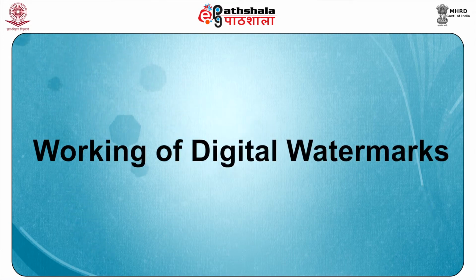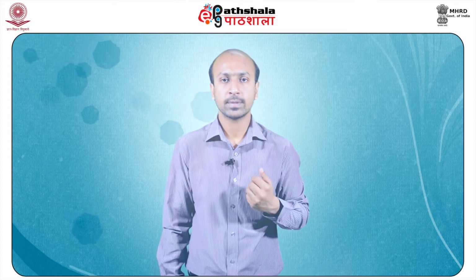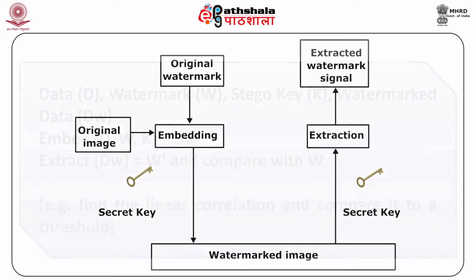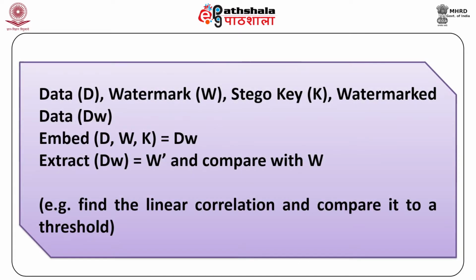Working of digital watermarks. Digital watermarks provide the means of hiding steganographic messages for many different purposes. Now in this chart you can see an original image. In this, an original watermark is embedded, which is the security key. Now the watermarked image has to be extracted with the security key, which is the extracted watermark signal. Data with D, watermark with W, stego key with K, watermarked data with DW. Embedded D, W, K is equal to DW. Now extract DW is equal to W and compare with W. Example, find the linear correlation and compare it to a threshold.